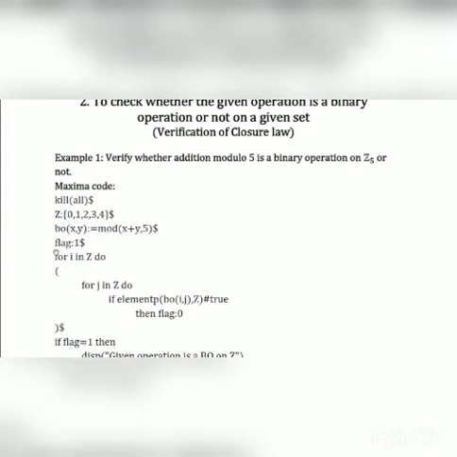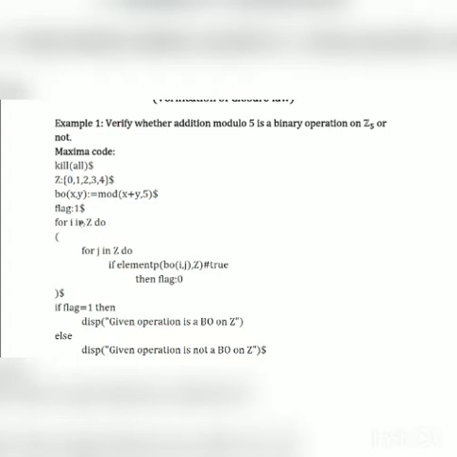Now we'll give the temporary variable flag as 1. It means true. We had given initially true. So we have assumed that this binary operation is true. Okay, let's see what happens. For I in Z, so we are giving all the values of Z to I. That is, I will be 0, 1, 2, 3, 4. So I takes all the values 0, 1, 2, 3, 4.